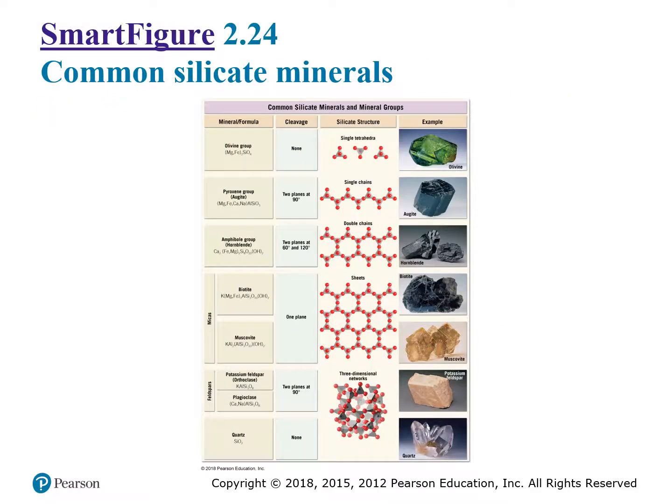As you can see in your book in much better detail, these are common silicate minerals that we find in nature. Just giving you the first example here, we have a mineral called olivine, which has no cleavage but has a single tetrahedra structure, and you can see an example of it on the right. So these are typical silicon tetrahedron types of minerals.